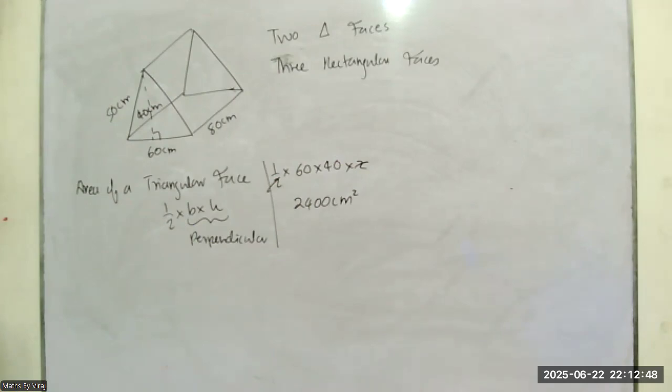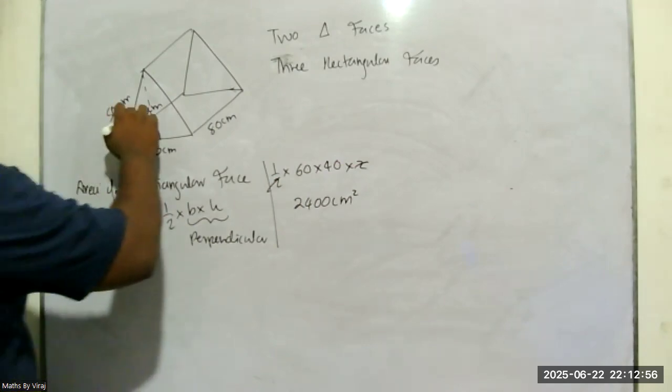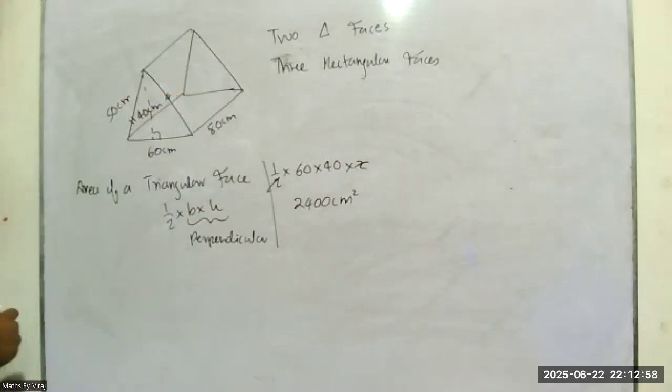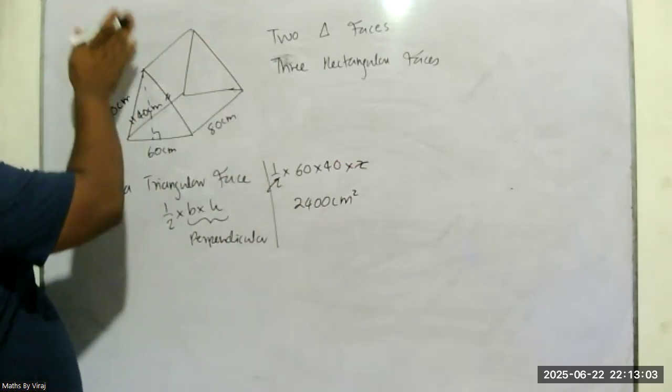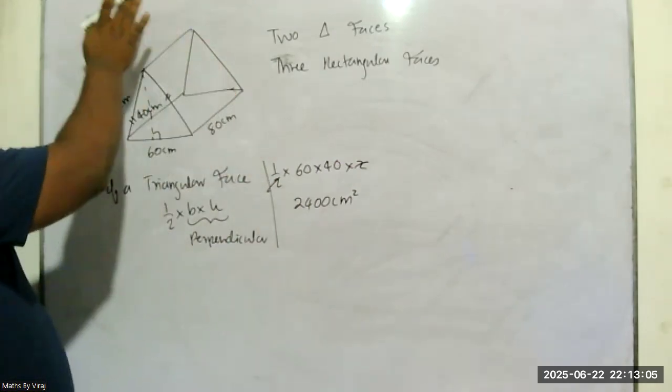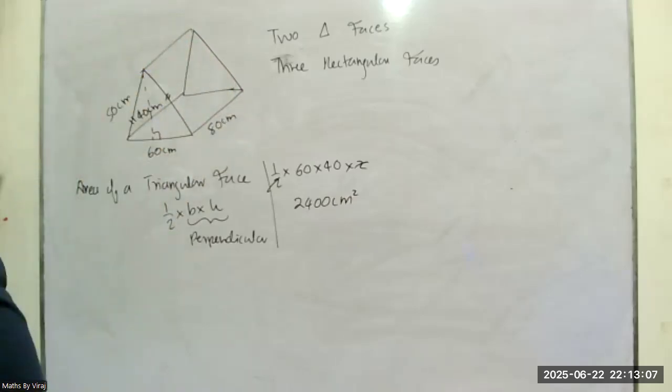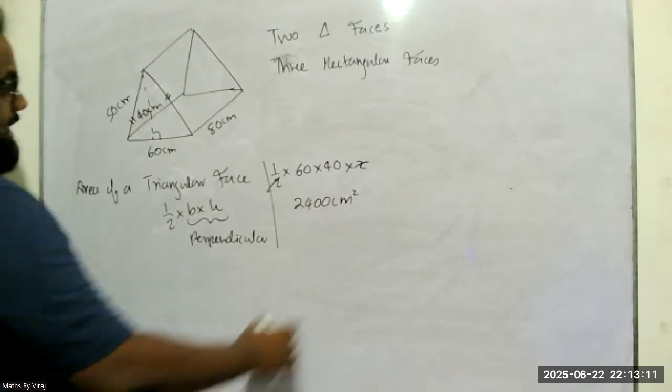Next part. It says that this is an isosceles triangle. If it is an isosceles triangle, then these two sides are equal. Yes or no? Yes. So the slanted rectangular faces on either side have the same area. Am I clear?